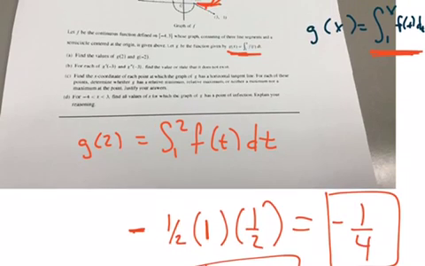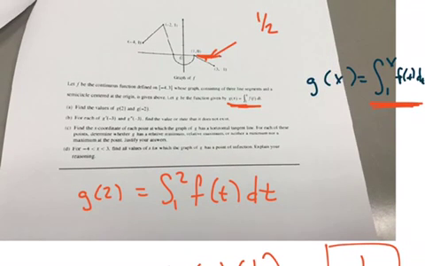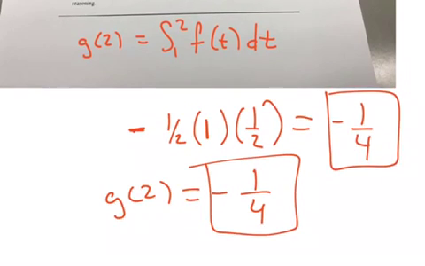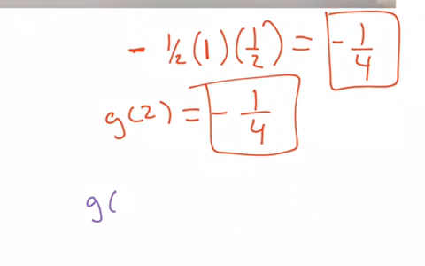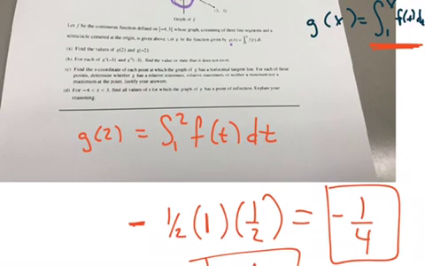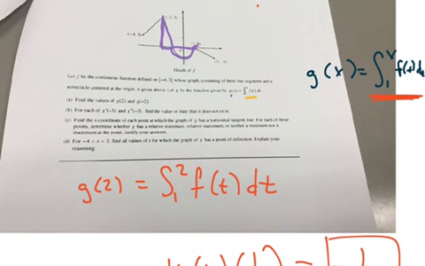On to the next part. The next part asks for g of -2. So for g of -2, what do I have going on? Well, I'm going to go backwards, and I have a semicircle, and then here I have a triangle. So g of -2 is just going to be the semicircle plus the triangle.